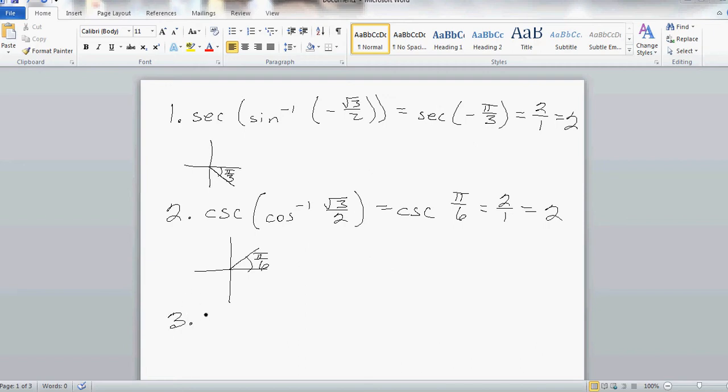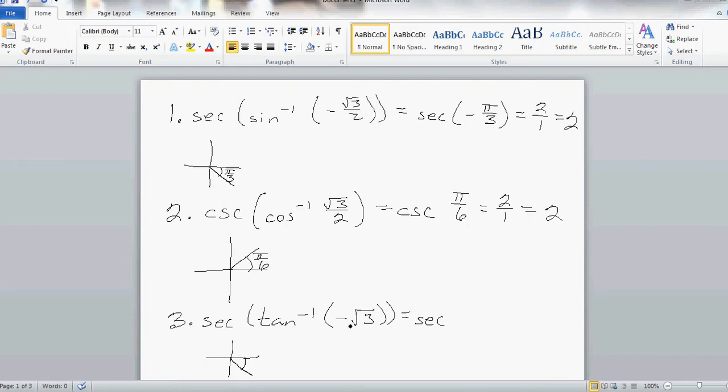Example number 3. We're asking what is the secant of the arctangent of negative root 3. So I know I'm going to eventually have to take the secant of something. But the first question is, what is the arctangent of negative root 3? Where is tangent negative? Well, tangent's negative in actually quadrants 2 and 4, but arctangent can only be in quadrant 1 or 4, so we're actually talking quadrant 4. And so we need to determine what is that angle right there.